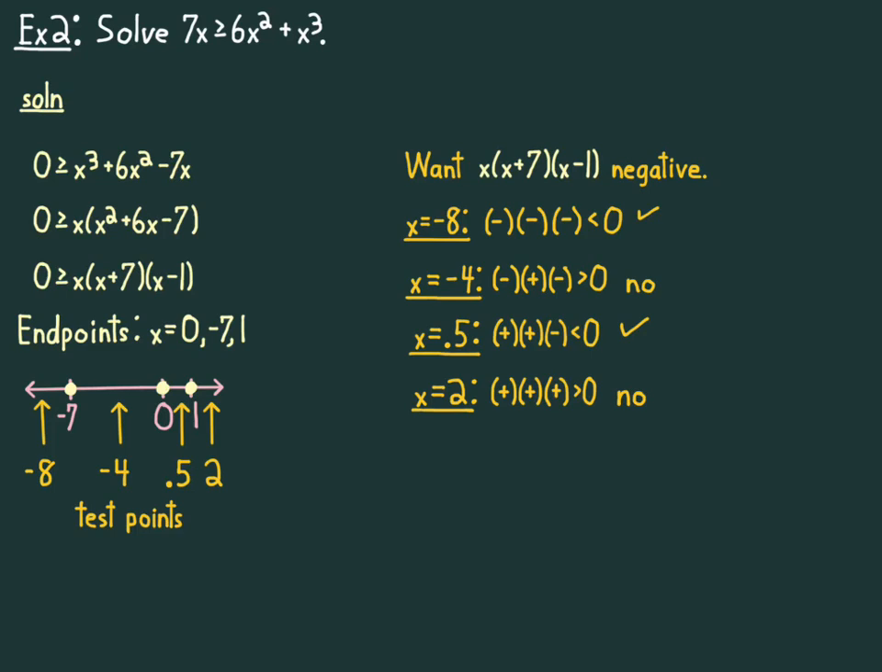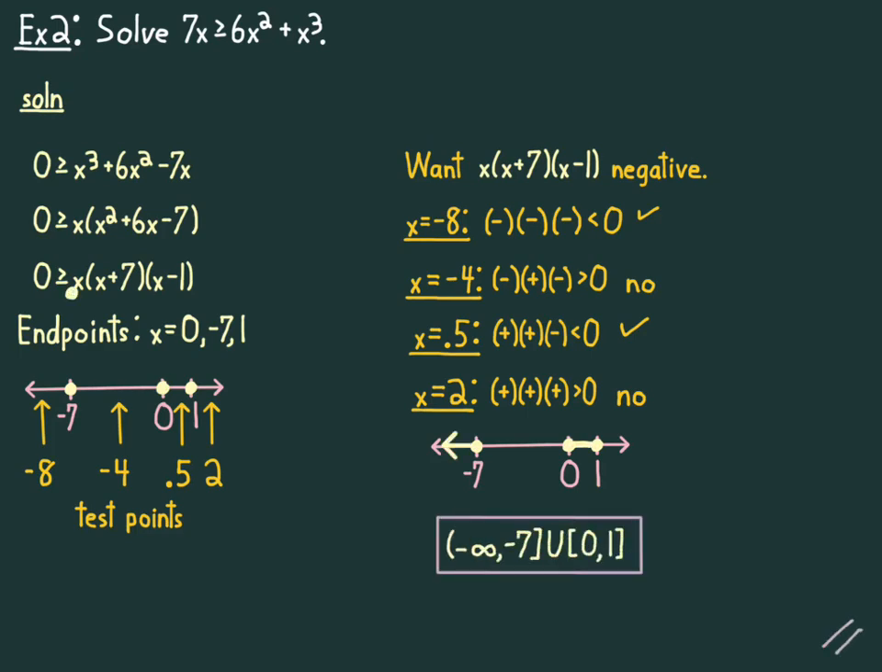Okay, now I need to shade in these regions. So the region that contains -8 is the region to the left of -7. And so I need to shade that in, right? And then the other one that works is the one that contains 0.5, which is this one here. So I need to shade that in. So that's what I did there. The endpoints are solid, of course, because it's greater than or equal to, the equal part.